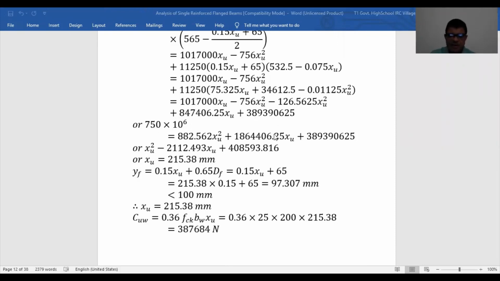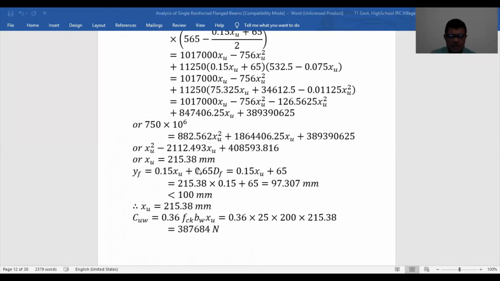And from this it is a quadratic equation. From the quadratic equation find the value of XU, but it is valid provided yf is less than df. Again you have to check yf is less than df. 0.15 xu plus 0.65 df. So yf is coming less than 100. So XU value is correct now, 215.38.